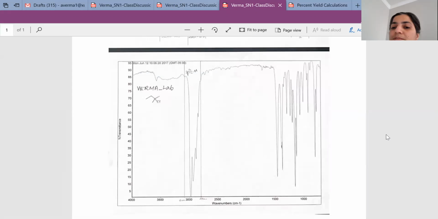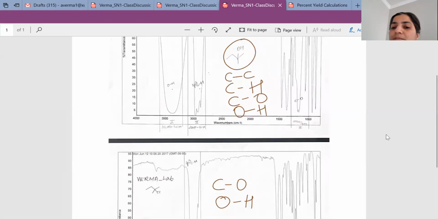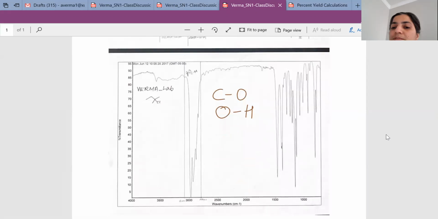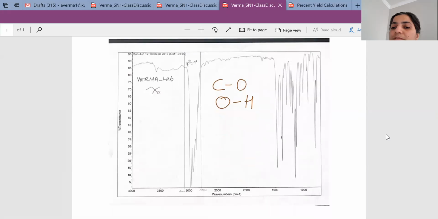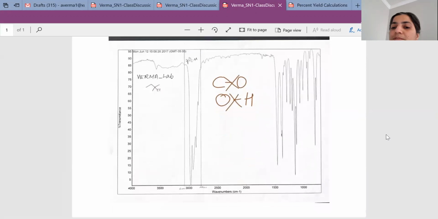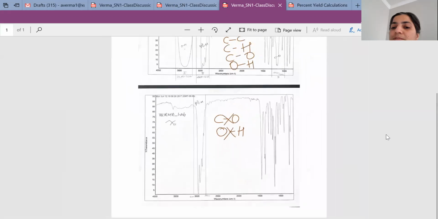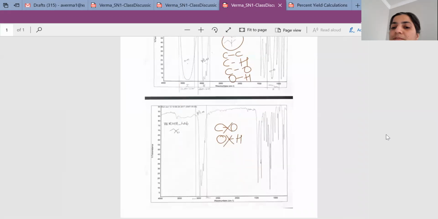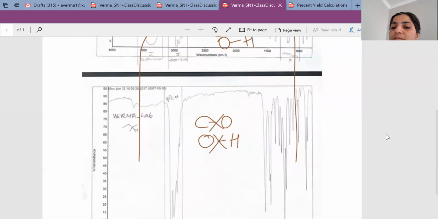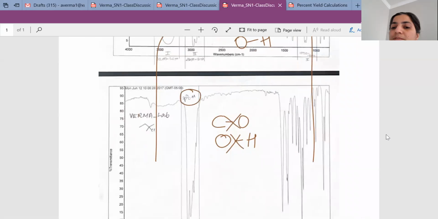Whereas for your product, the CO and the OH peaks are missing in this very product. So if you compare in these 2 regions, these 2 regions are missing. All that you have for your product is the sp3 CH bond type.